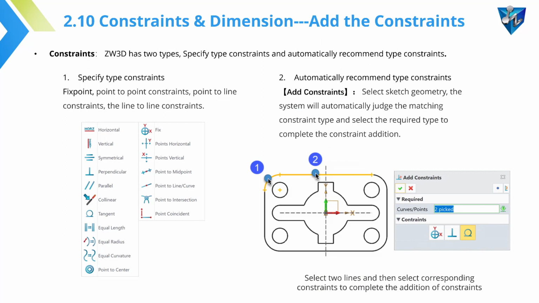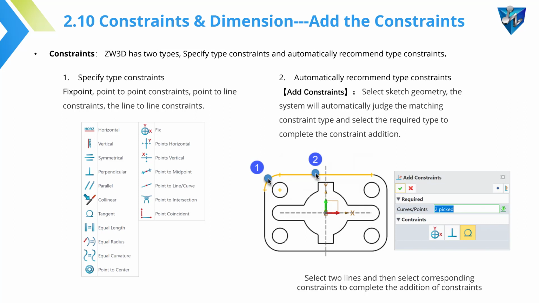Next I will introduce the constraint and dimension tools. In ZW3D, we have 2 types of constraint tools. The first one is the specified type constraint, and the second one is the automatically recommended type constraint. For the specified type constraint, we provide various kinds of constraint types, such as parallel, perpendicular, tangent, coincidence, and so on. For the automatically recommended type constraint, you can select the sketch geometry first, and the system will automatically judge the matching constraint type, and then you can find the required type to complete the constraint addition.